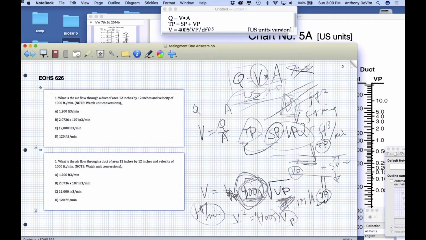Very often, instead of doing this, we're going to be using tables and charts to speed up our work, or even spreadsheets. So in this particular case, we might go to our favorite chart number 5A to convert from velocity to velocity pressure, or the other way around, rather than having to do this calculation every time, and we probably will need to pretty frequently. And remember, stick with chart 5A, because chart 5B has the same relationships but in the metric system.